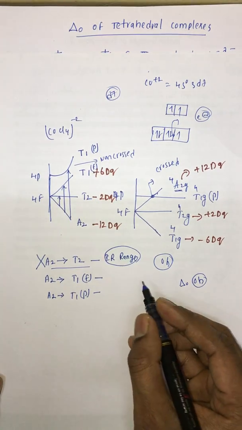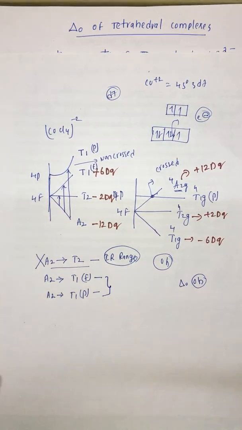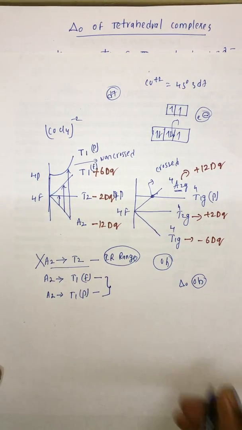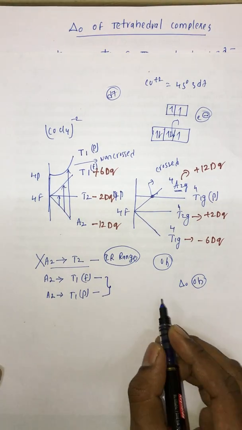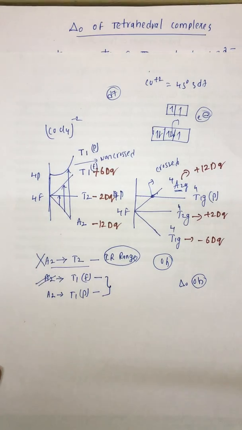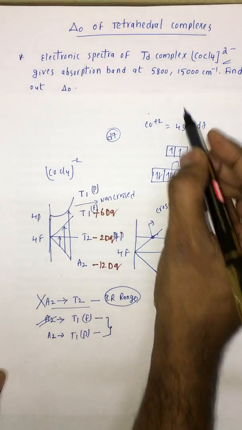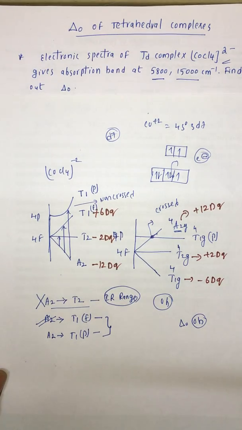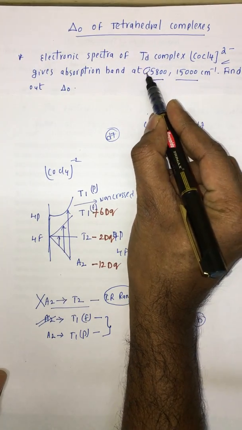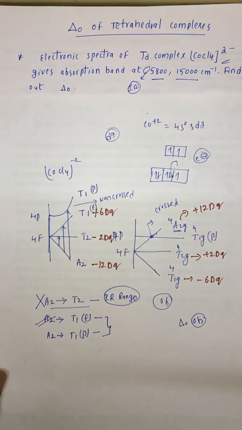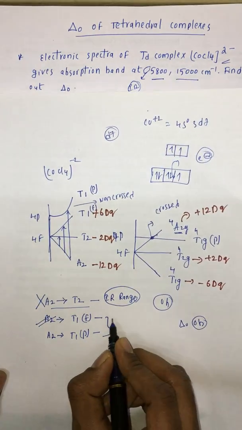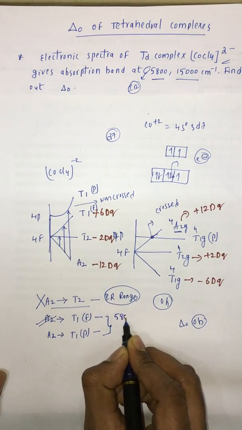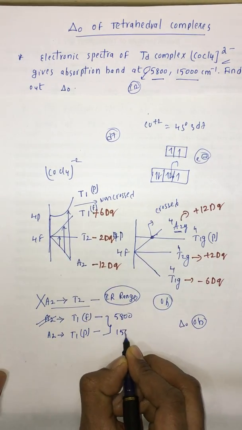So, and here we can use any of these transitions. In tetrahedral complexes we mostly use the second transition, that is A2 to T1. In this question they have given two transitions, so the third one they did not give. The one which is not given is in the IR range. So this 5800 is for the second transition and 15,000 is for the third transition.